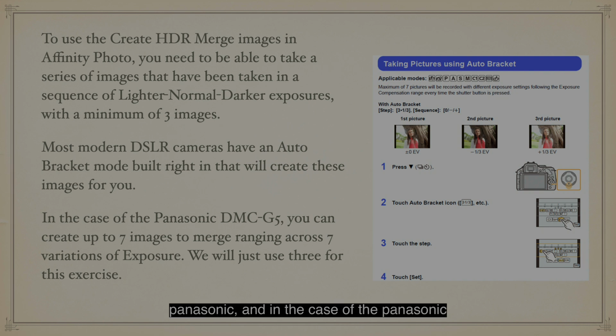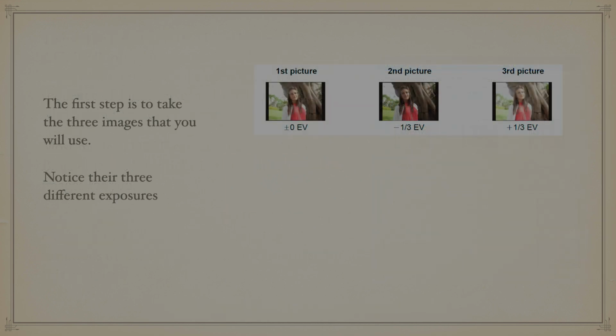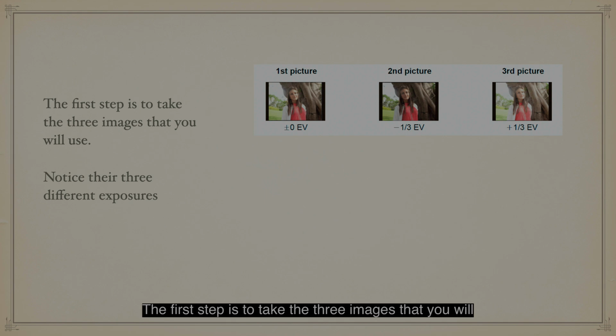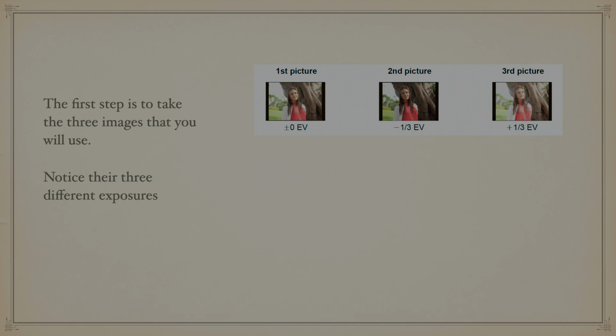And in the case of the Panasonic DMC G5, you can create up to 7 images to merge, ranging across 7 variations of exposure. But we'll just be using 3 for this exercise. The first step is to take the 3 images that you will use. Notice they're 3 different exposures. You have the first picture, second picture and third picture.